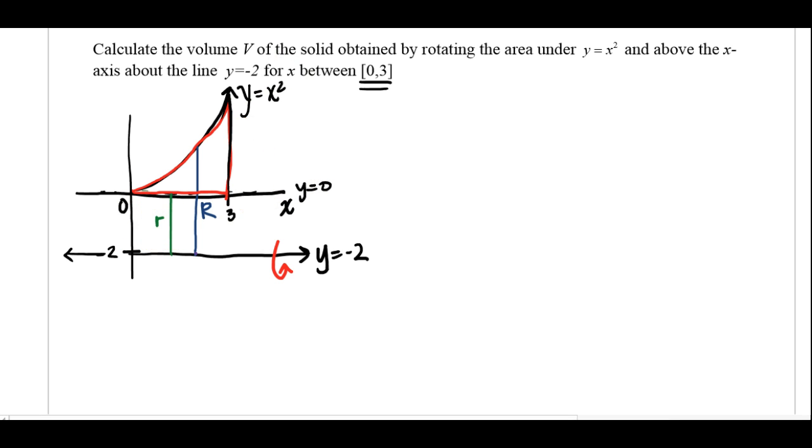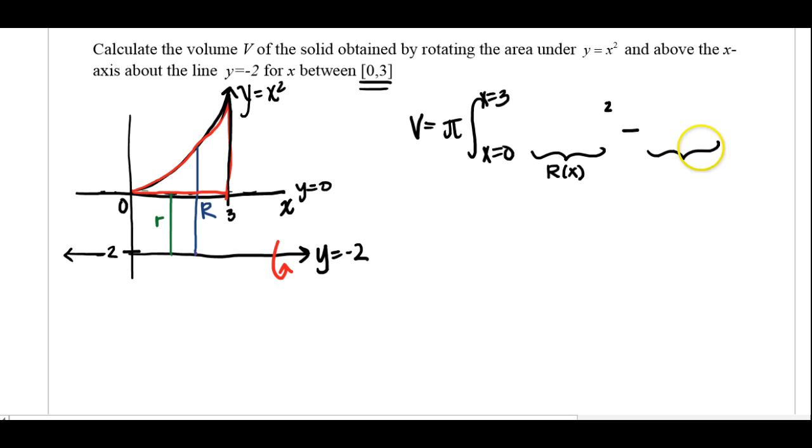When I set up my integral, my volume formula in general is pi times the integral, on the x-axis, from x equals 0 to x equals 3. Then I input my big radius and square it, and subtract my little radius as a function of x, squared, dx.